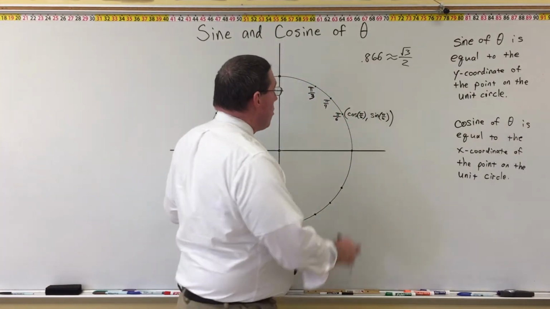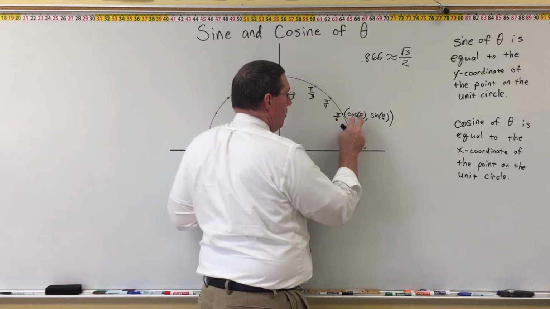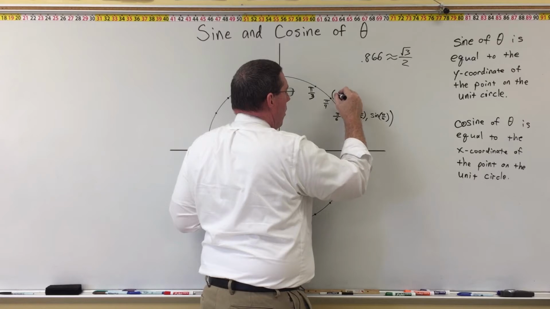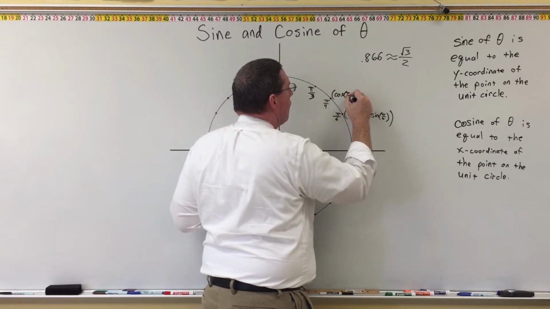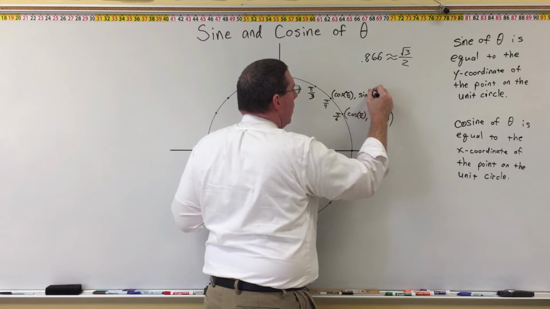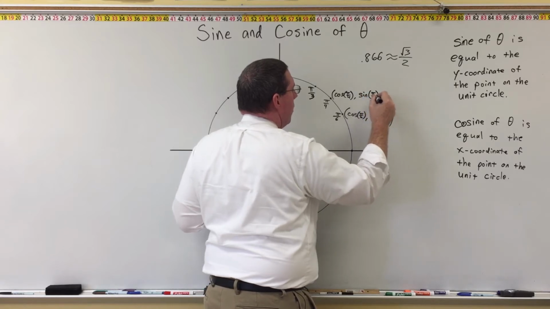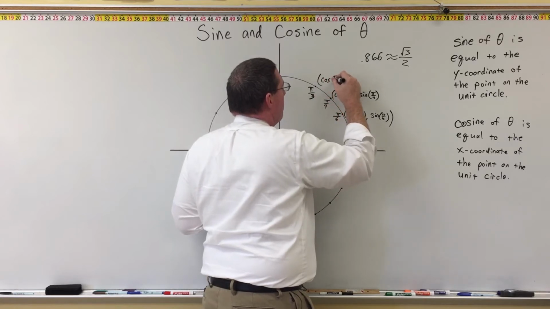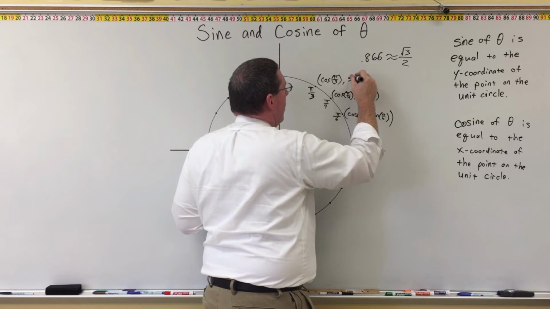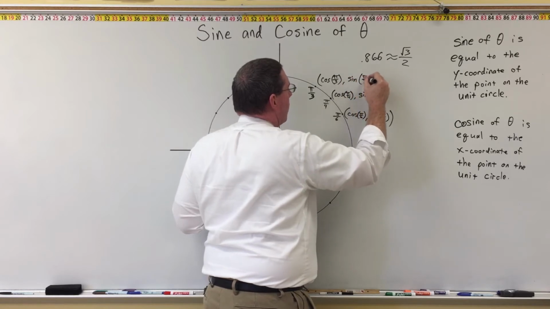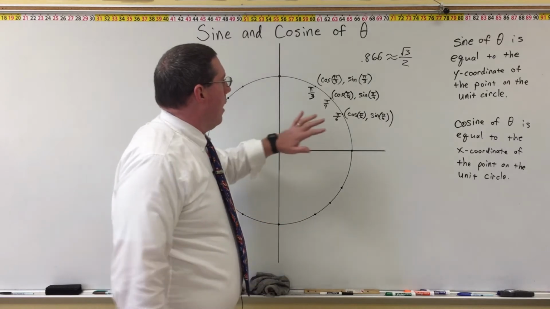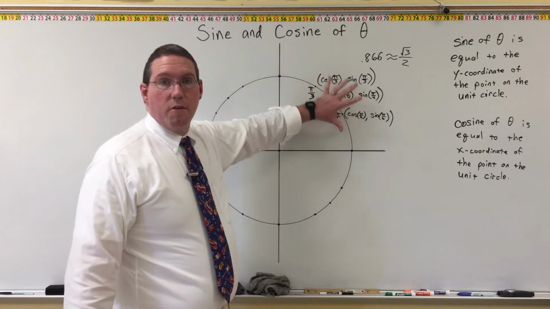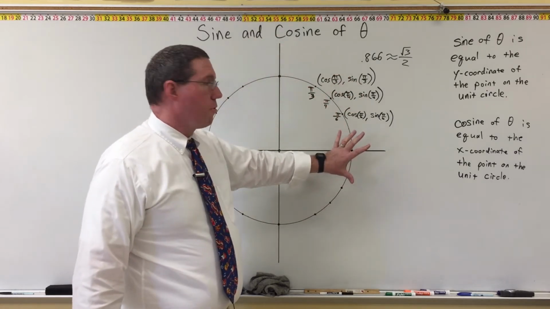So the coordinates of pi over 6 are going to be cosine of pi over 6, sine of pi over 6. The coordinates of this point at pi over 4 are going to be cosine of pi over 4, comma, sine of pi over 4. And the coordinates at pi over 3 are going to be cosine of pi over 3, comma, sine of pi over 3. Let's close off the parenthesis there, close off the coordinate. And this is consistent all the way around the entire circle.